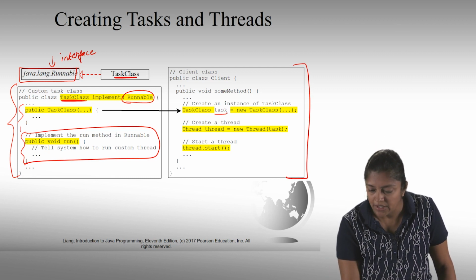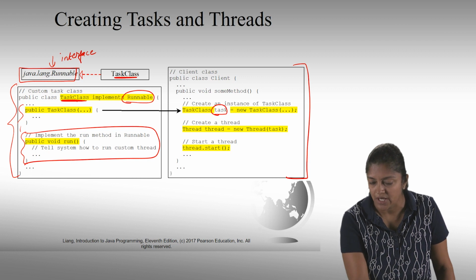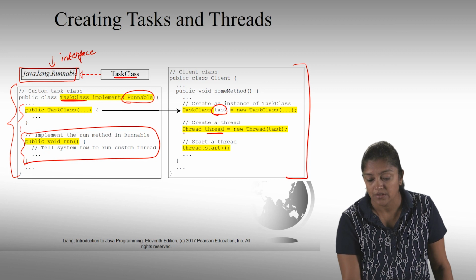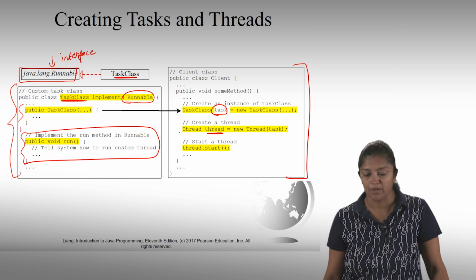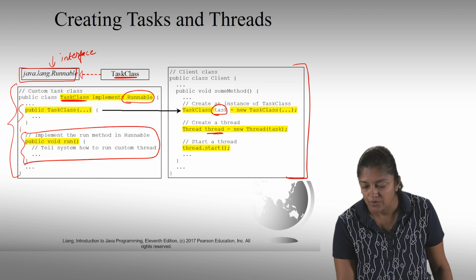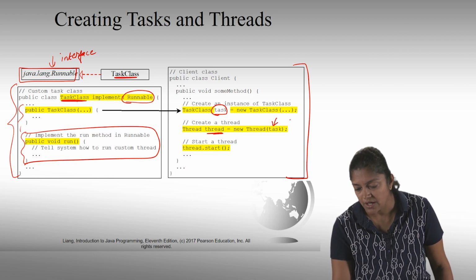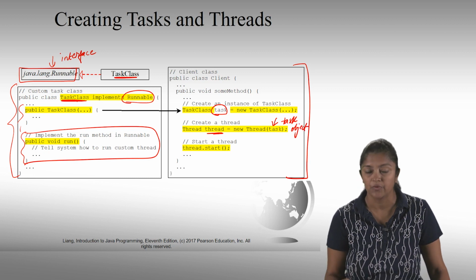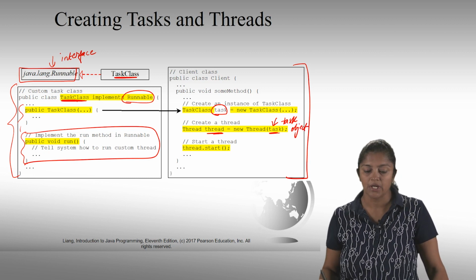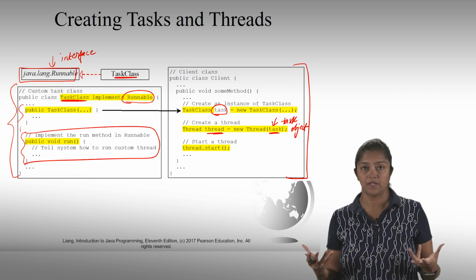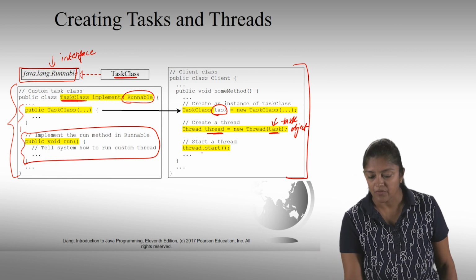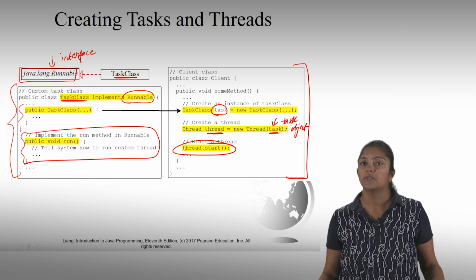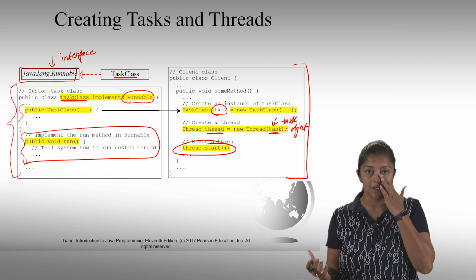We first create the task object, which is an instance of the task class, and then we create a new thread. The Thread class is available in the Java API. So we create a new thread object, and to its constructor we have to pass the task object. That's what you see over here. So now the thread is created and it's ready. We start the thread by invoking the thread.start method. That's when the thread begins its execution.